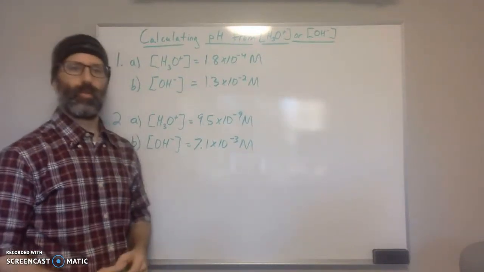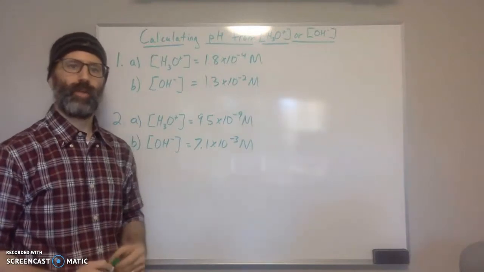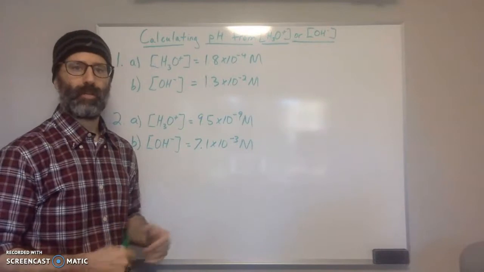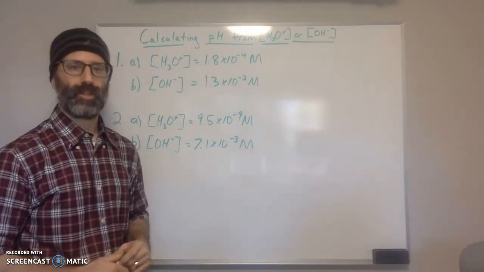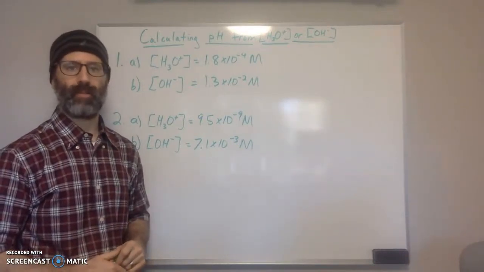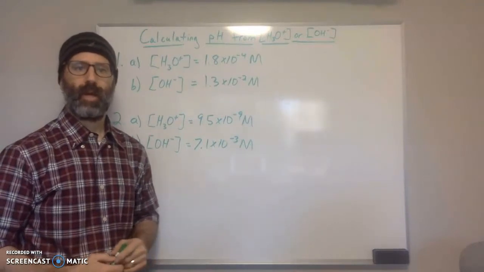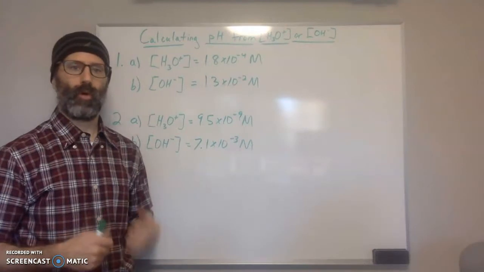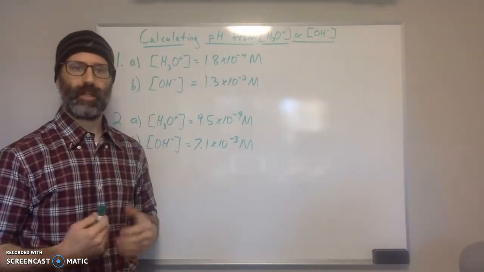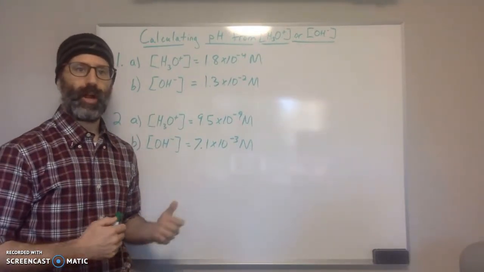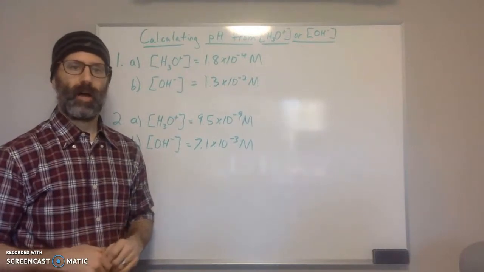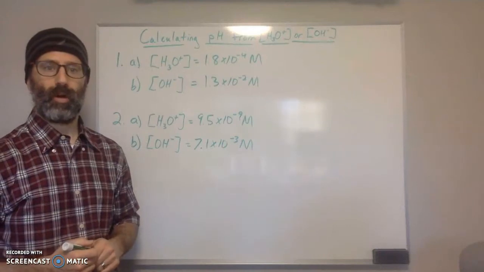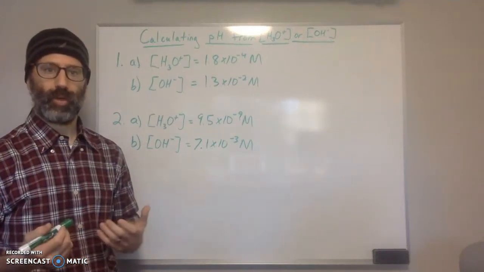My name is Mr. Cobalt, and in this video I will be going over how to calculate pH either from your H plus concentration or your OH minus concentration. So again, it's the same as before with regard to finding your OH or your H plus concentration. This time you're going to want to take the negative log of your H plus concentration once you find it.